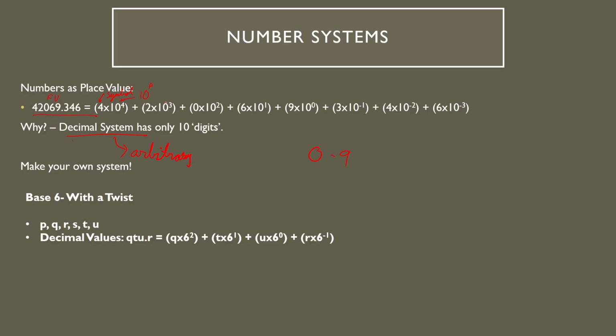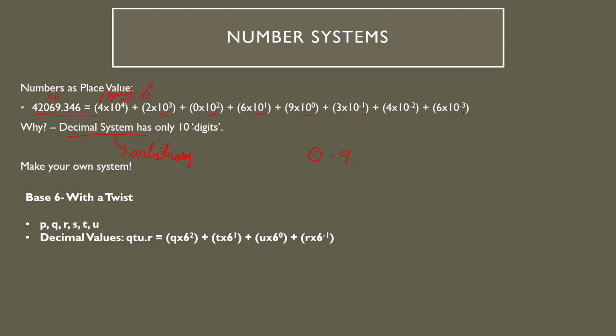And this gets kind of important as we go on to other number systems. But what I want to emphasize is the reason we use 10 here is because that is the base of our number system. It is a base 10 system. So 42069.346 gets decomposed to 4 times 10 to the power 4, 2 times 10 to the power 3, then 2, 1, 0, and then after the decimal point it's negative powers, so negative 1, negative 2, negative 3.